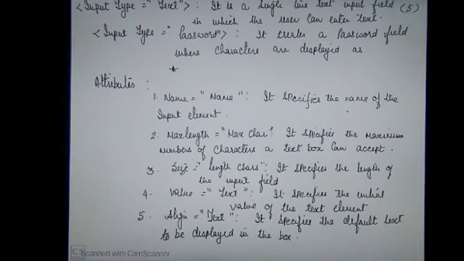Now the attributes are many: name, maximum length, size, value, and align. Name specifies the name of the input element. Maximum length specifies the maximum number of characters a text box can accept. If you give more, it will not move to the next line. Size means the length of the input field in characters. Then value specifies the value of the text element, and the last one is align text, which specifies the default text to be displayed in the box.